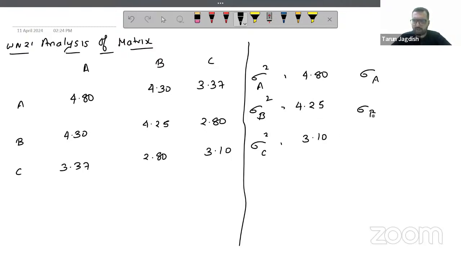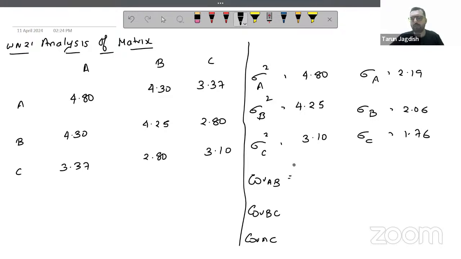From this, can I also find out standard deviation A, standard deviation B, and standard deviation C? I will get the numbers as 2.19, 2.06, and 1.76. Then I can also find out covariance AB, covariance BC, and covariance of AC. So covariance AB is going to be 4.3, covariance of BC is going to be 2.80, and covariance AC will be 3.37. This is the data that is available from the matrix.